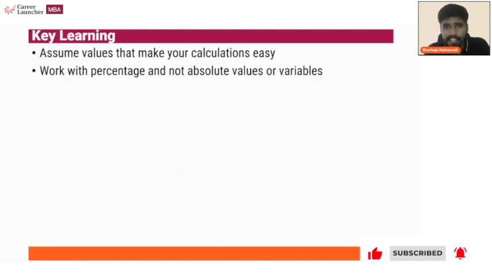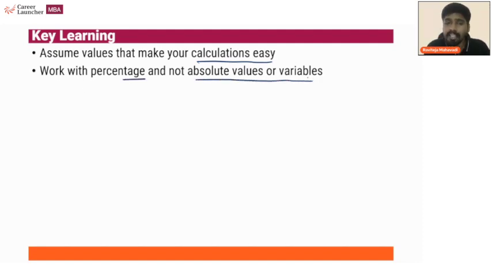So what are the key learnings from this session? Assume values that make your calculations easy. The denominator of the percentage calculation typically should be your 100, right? Or whatever base value you are taking is 100 or a multiple of 100, 100,000 kind of numbers will probably make your calculations very, very easy. Work with percentages and not absolute values or variables. Absolute values or variables could come into the last step of your calculation. As far as possible, work in either percentages or ratios.